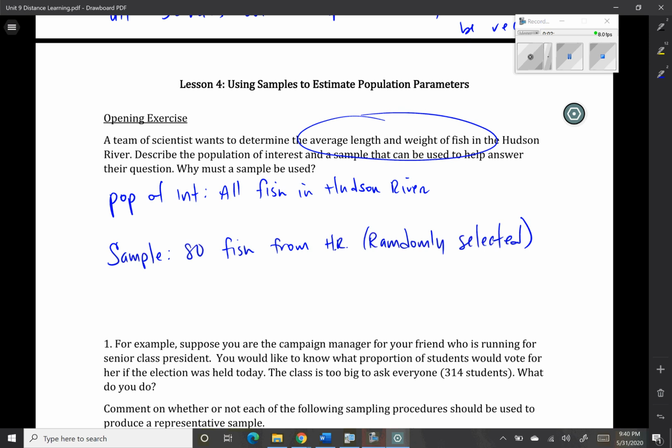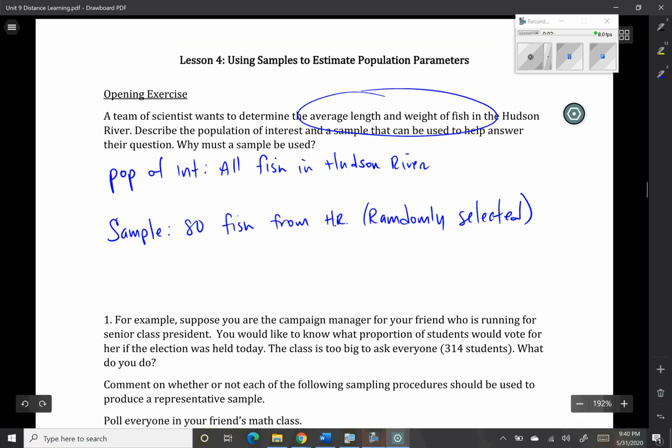So the only way for us to actually figure out what that population's average weight and length might be is to take a smaller sample and estimate from that sample what we think the population might be. And we're going to spend a lot of lessons, actually almost the rest of this unit, doing that. Today's the first lesson where we're introducing this idea that a sample could tell us something more about the population.